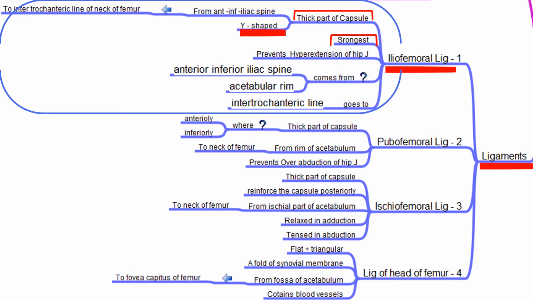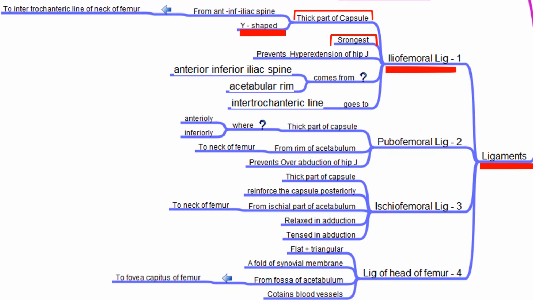It is the strongest ligament, and it prevents hyperextension of the hip. That means it prevents the person from moving the leg posteriorly more than enough. And it comes from where? It comes from the anterior inferior iliac spine and attaches to the acetabular limb, and it goes to the intertrochanteric line.